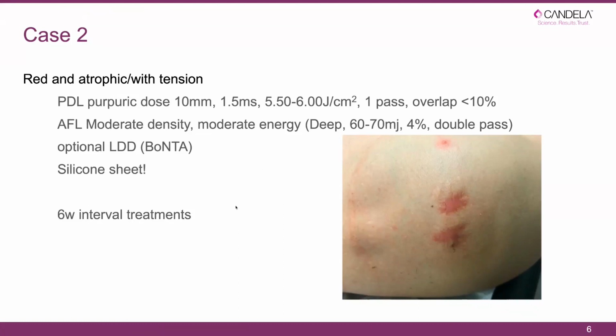In the upper one, as we have this fibrotic activity, we can consider laser drug delivery with topical botulinum toxin. And we can also consider, as we have this fibrotic hyper-response, let us say, silicone sheeting mainly on the upper scar. In this treatment, use a 6-week interval between each session. Next slide, please.